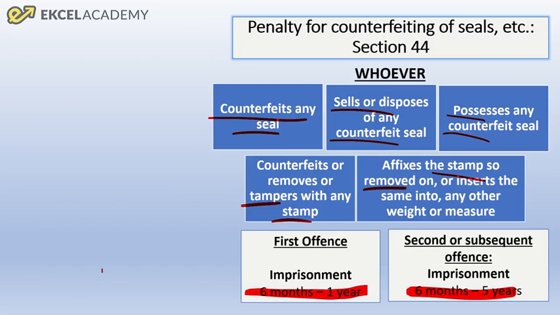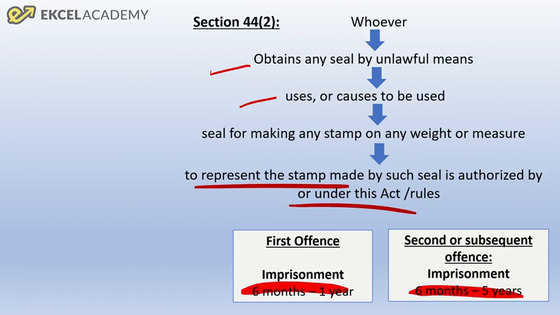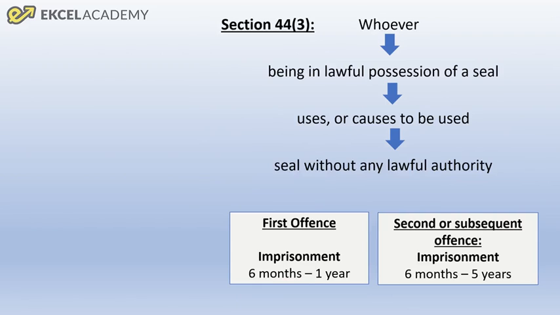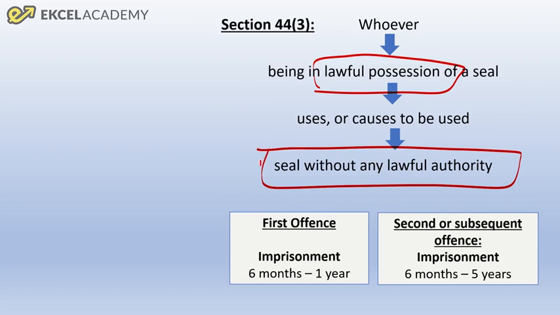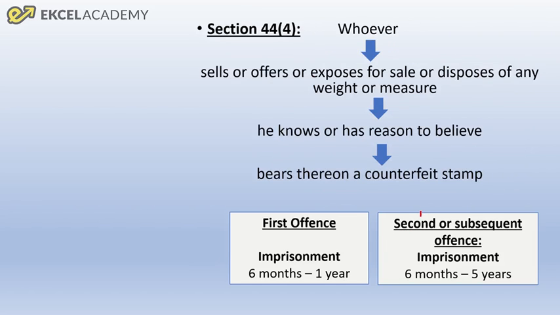So you should make sure that we are not using the seal of the government or misusing it. If you do it, there is a penalty and even imprisonment under the Act. Further, section 44 subsection 3, anyone who has possession, that means if they have a seal with them which is not under the legal authority, government authority, it is a counterfeit, it is a fake seal, then again we have imprisonment, 6 months to 1 year, and for the second time, 6 months to 5 years.